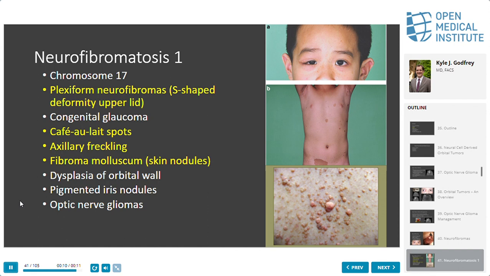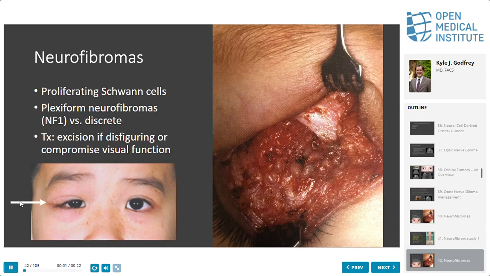These lesions can be debulked. The goal is not to completely excise them. They can bleed. You don't want to get yourself into trouble, but if someone has a disfiguring ptosis from a mass effect of a lesion in the upper eyelid, these can be safely debulked. It may require multiple surgeries over many years. Again, your goal is not to necessarily get everything out, but to debulk whatever you safely can to give them a functional improvement.